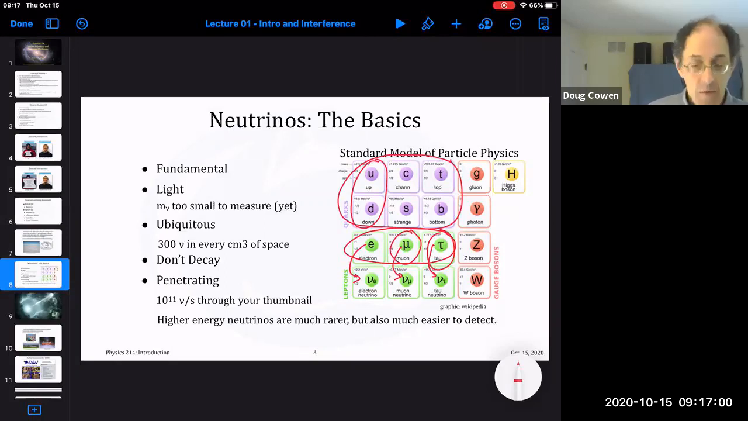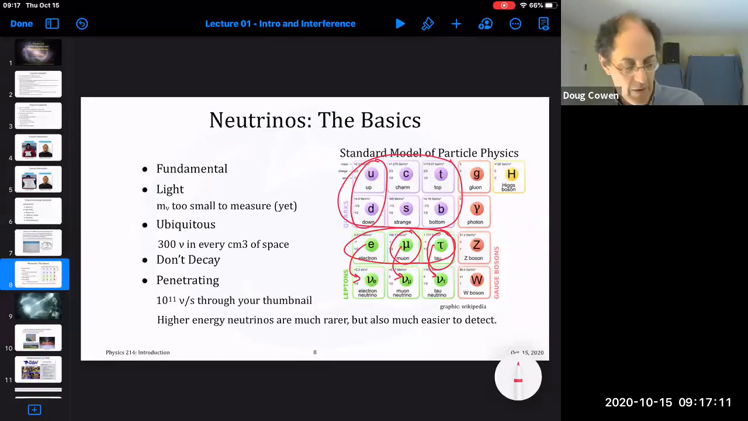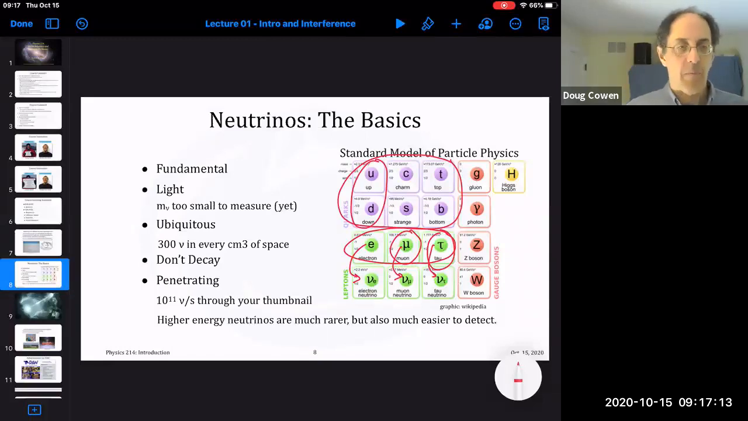As far as we know, neutrinos don't decay. So they are indeed stable. And they're very, very penetrating particles, which is a good thing because with so many of them around, if they weren't penetrating, if they interacted much more than they did, we wouldn't be around to talk about it. There are 100 billion neutrinos going through your thumbnail every second. And most of those are neutrinos that are left over from the Big Bang.